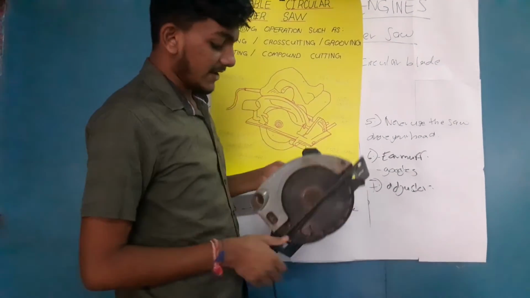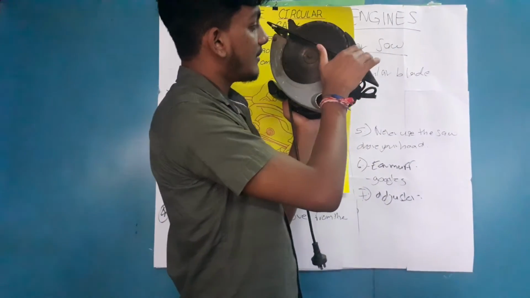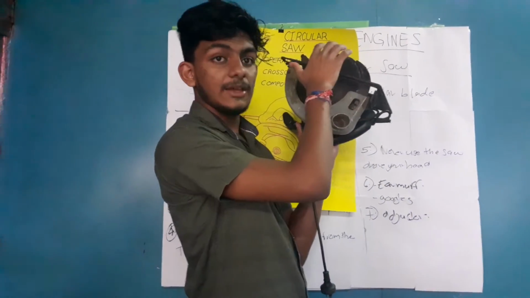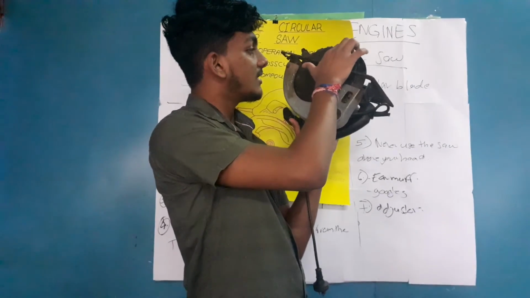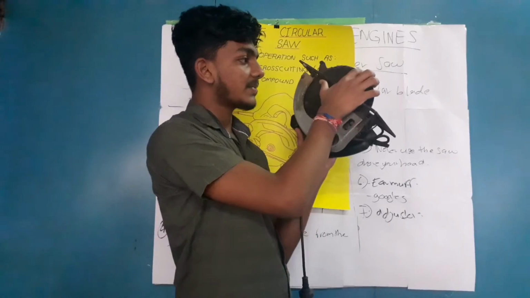Next is a blade guard. Blade guard, important. This is called a blade guard. Blade guard is basically there to protect the blade from the timber and from the pieces of wood.